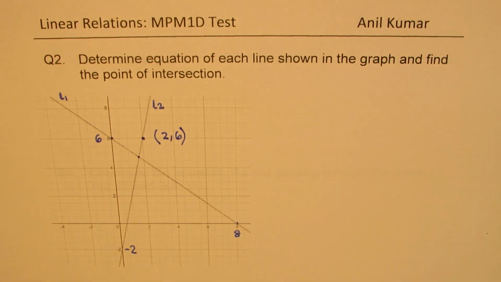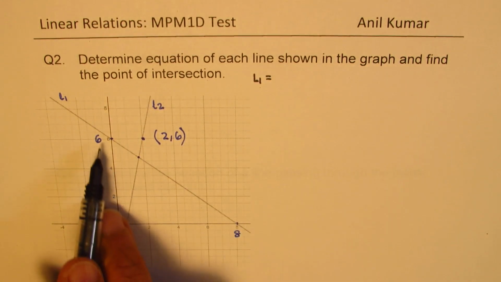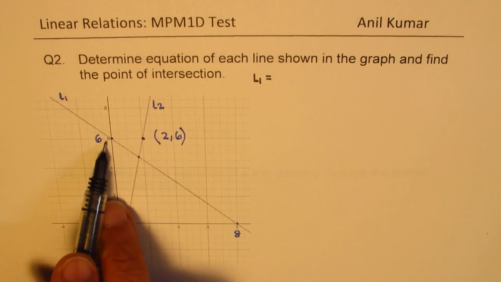Now, taking these points into consideration, you can always write down the equation of both the lines, correct? So you take your time, pause the video, write down their equations, and then check with my solution. So line 1, right? Now for line 1, we know it is going down.